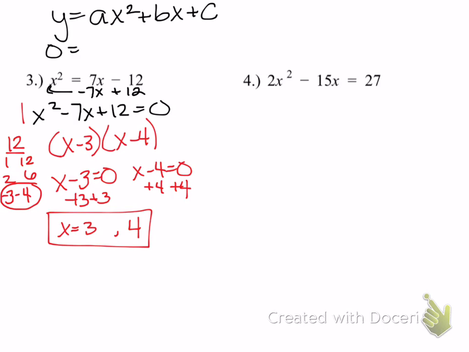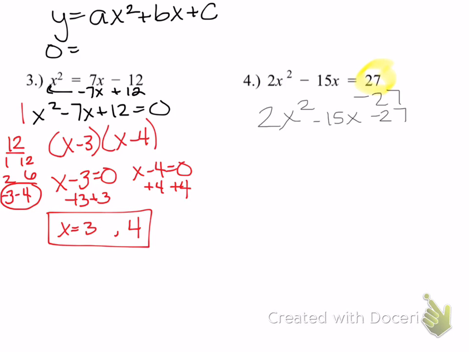Okay, for number 4, is it set up as equal to 0 or equal to y? No, because we have this 27 here. So let's move over that 27. It's positive, so we have to do the opposite, subtract. So now we have 2x squared minus 15x minus 27.